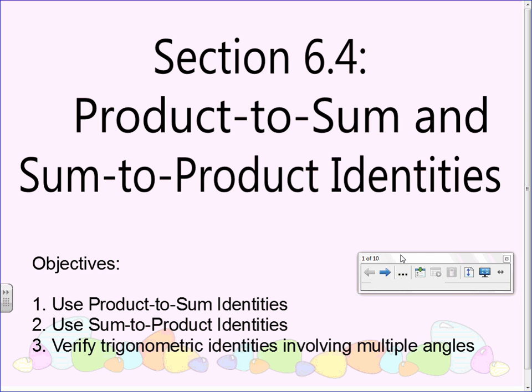These are ones, if you look at them, that are very, very similar to one another, so they're pretty tough to memorize. Even I have to kind of look at them when I do them.